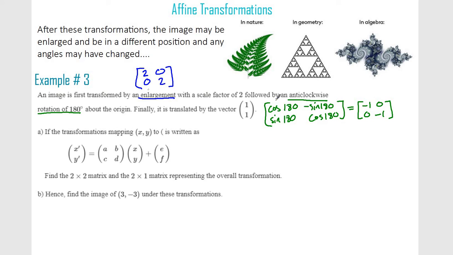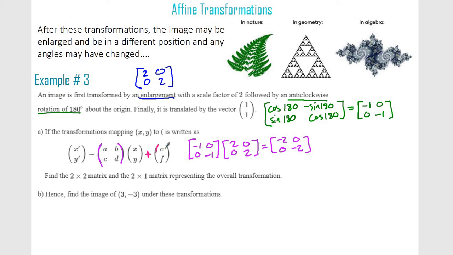Well, it's first done by that and then the green one. So to get this matrix, what we would do is negative 1, 0, 0, negative 1 times our enlargement. Then this one would become negative 2, 0, 0, negative 2. Just making sure. Okay, so therefore A, B, C, and D would line up there. And then E and F, we are just adding.